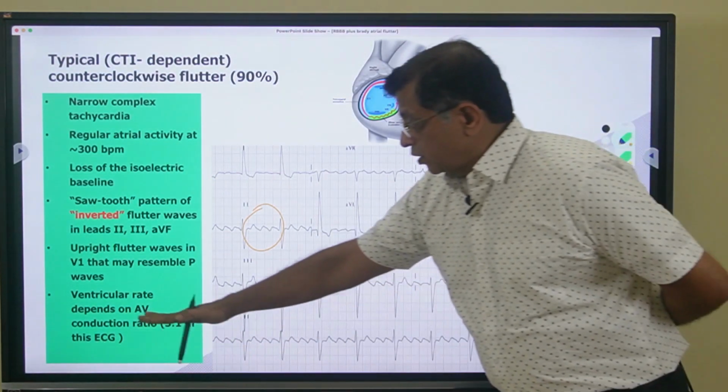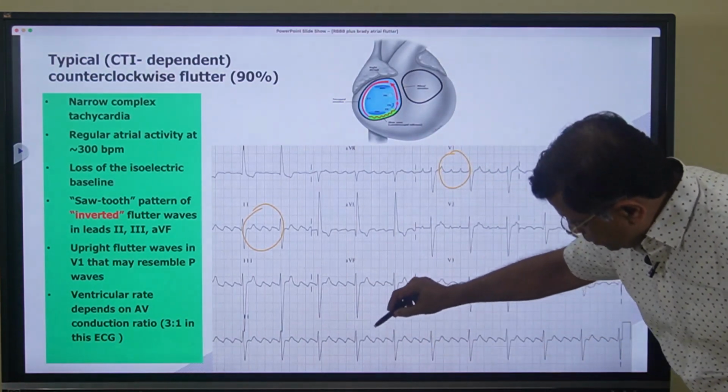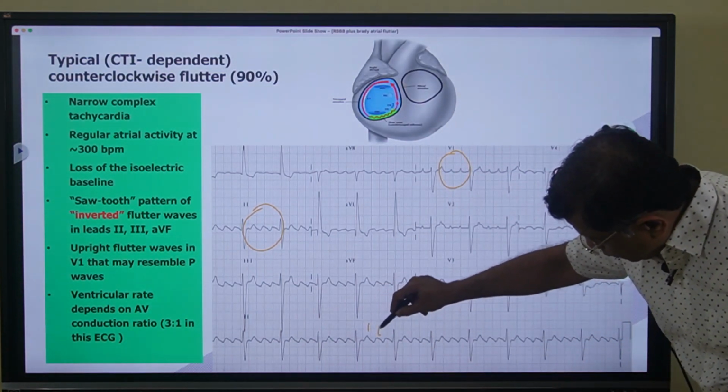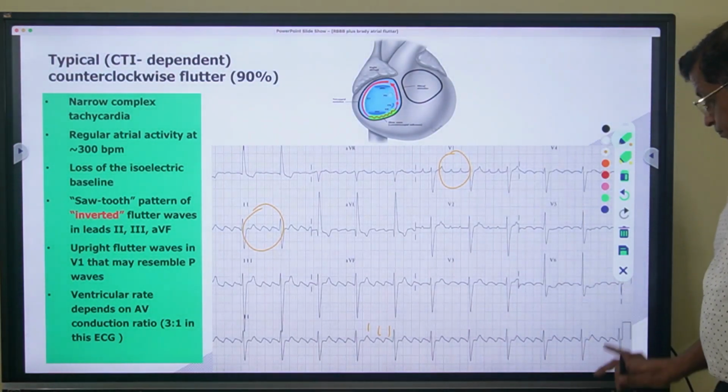And the ventricular conduction ratio could be 2:1, 3:1. In this particular example, this is a flutter wave, this is the second flutter wave, this is the third flutter wave. So the ventricular conduction ratio is 3:1.